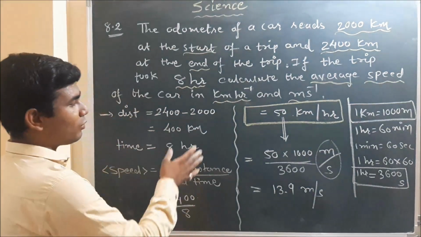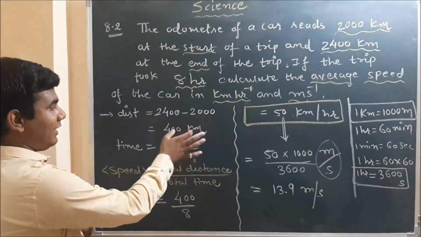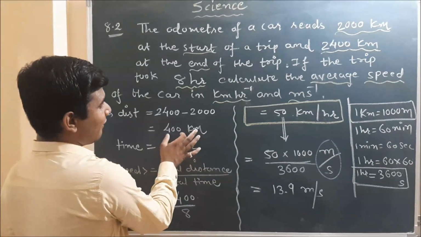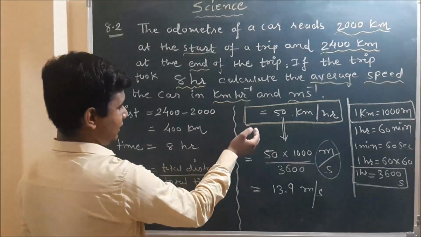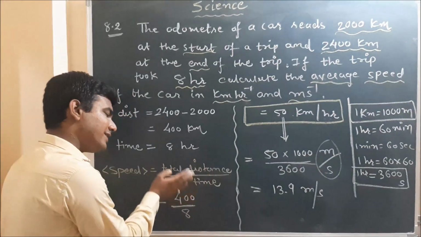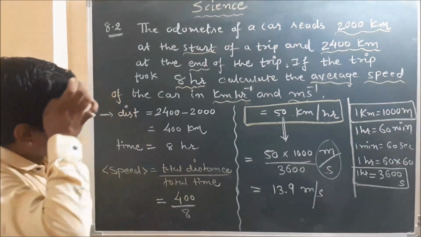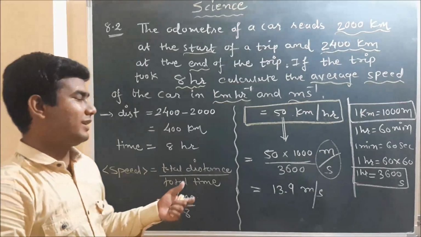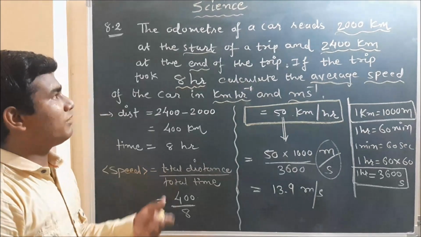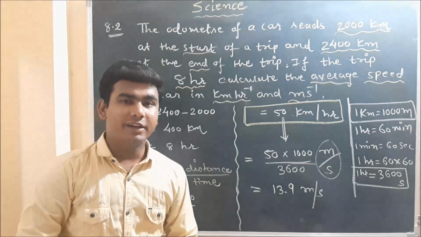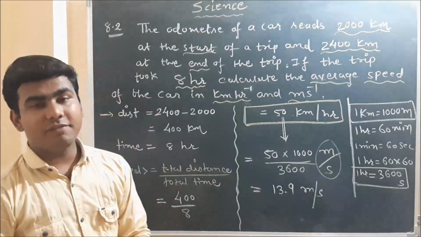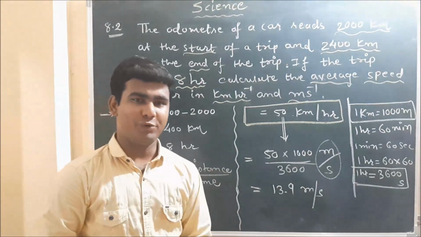If we don't want to do it like this, we can also first convert this 400 kilometers into meters, and this 8 hours into seconds, and then apply the same formula. By that same formula, we will get the answer in meters per second. So I hope you understood both of the illustrations and you are clear about the concept of speed and velocity, what is called uniform motion and what is called non-uniform motion. Thank you.